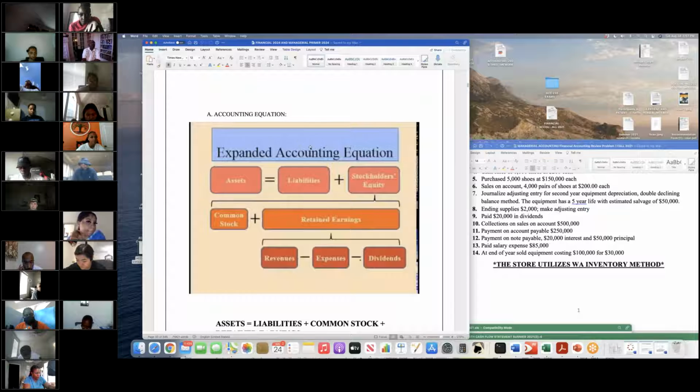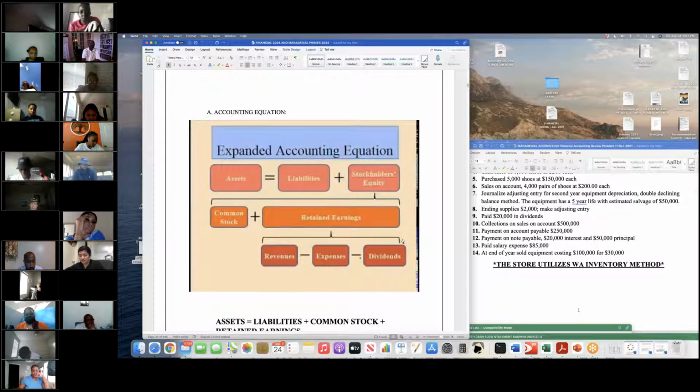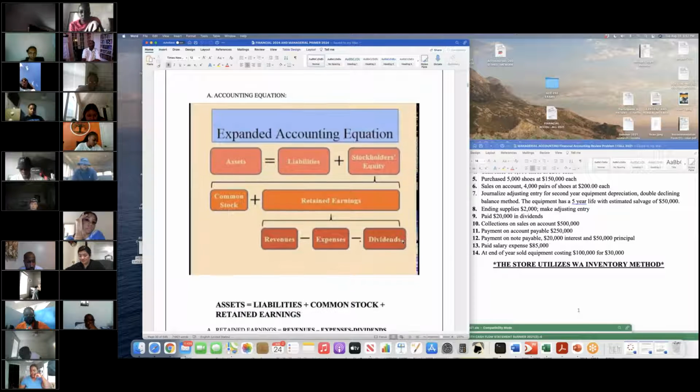So you should have learned about the accounting equation in Principles 1: assets equal liabilities plus stockholders' equity, which equals common stock plus retained earnings, which equals revenues minus expenses minus dividends. You should be familiar with this equation.